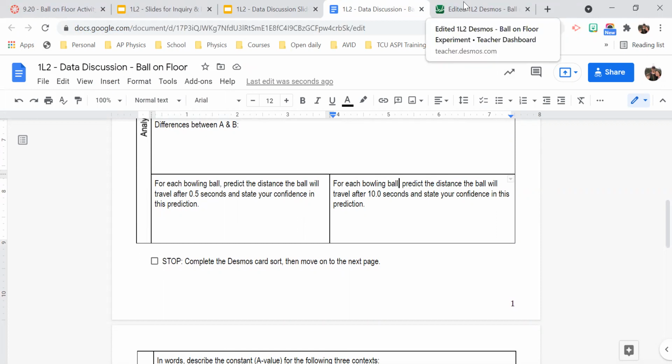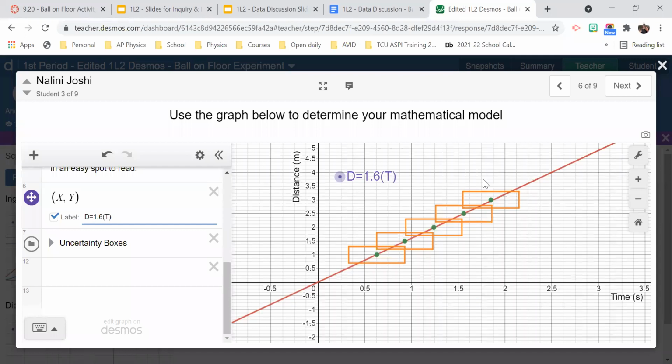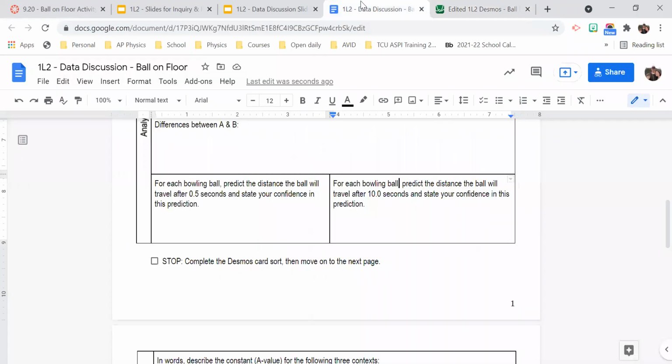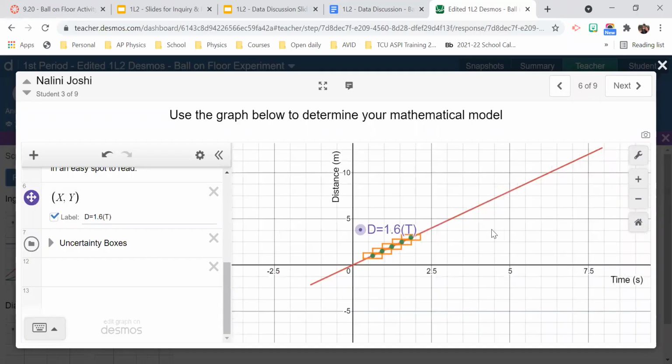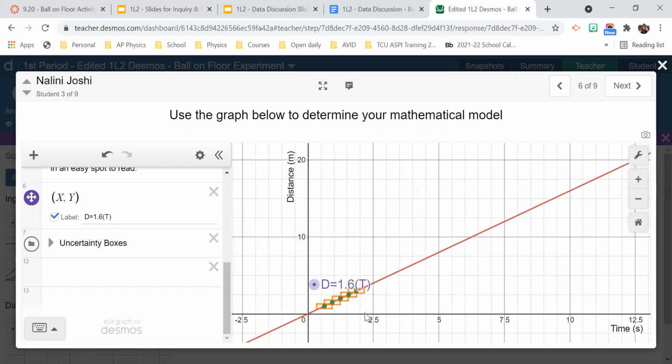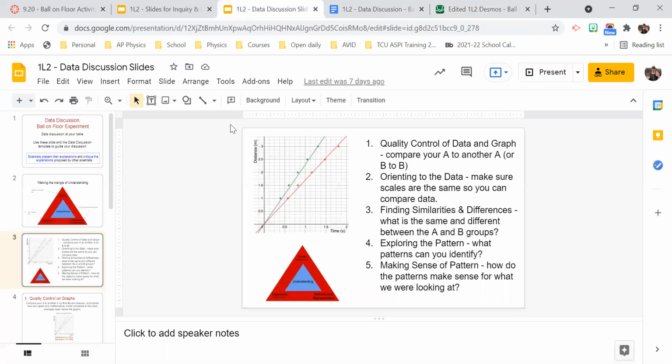So again, for this, you're going back to your graph and you're looking at, well, where does 0.5 sit within my data? And zoom out some. How confident are you at 10 seconds? Way out here. So 0.5 and 10. Hopefully you can look at that and give a pretty accurate guess.